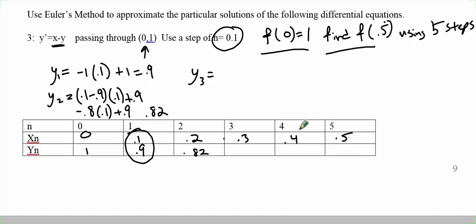Now we still have 3 more to go. So our new one is going to be, well, our slope. Our slope is x minus y, and our x is 0.2 minus y, which is 0.82, times our step size, which is still 0.1, plus our old y value, which is now 0.82. So you can still do this by hand, and that's a negative 0.6 times 0.1. But after a couple iterations, it just gets more and more decimally as you go. So you find your new values, run it through until you get to 0.5. You can do this using your calculator pretty easily.